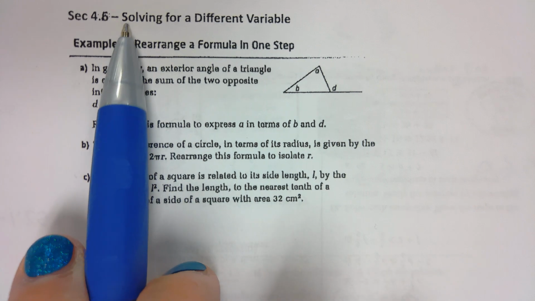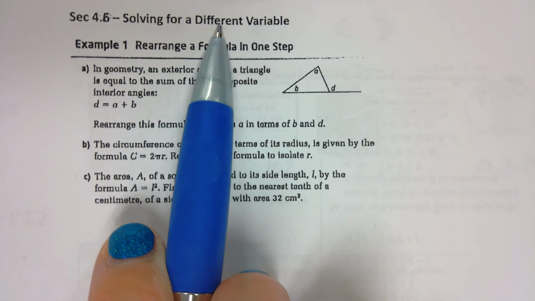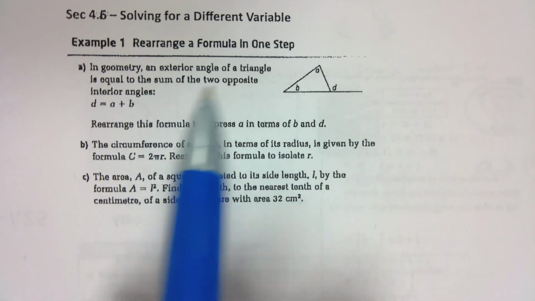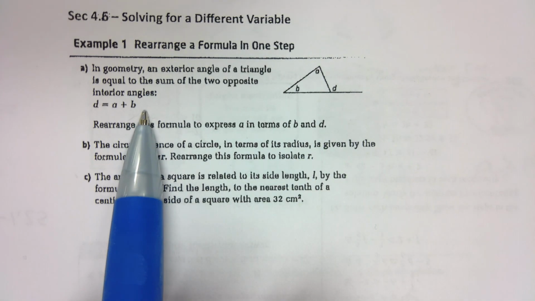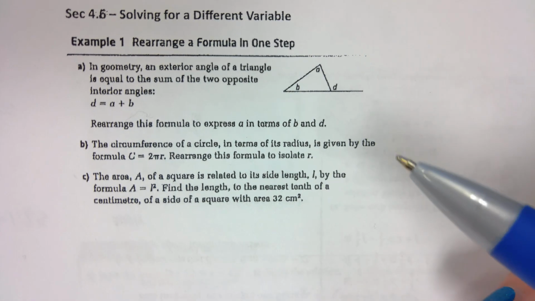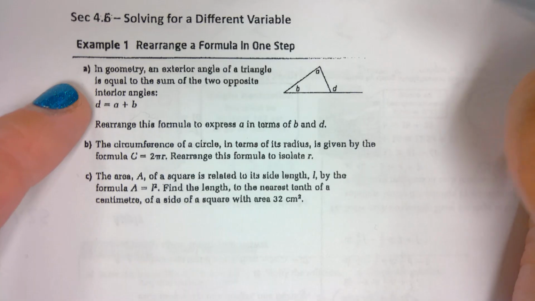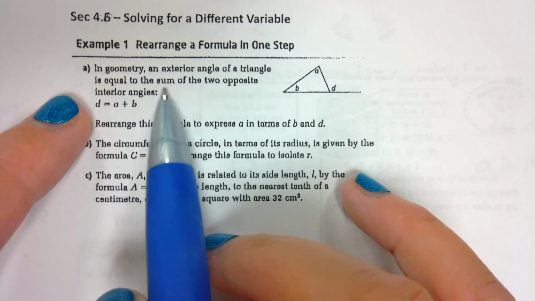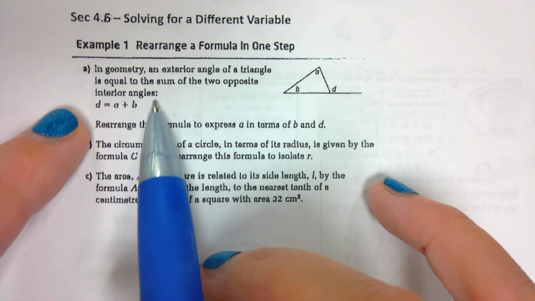Right? What's different in today's lesson is you're solving for a different variable. So looking at this diagram right here, you can see there's like 3 different variables. Okay, so it's not always just solve for x. And in this example, you'll see in geometry, an exterior angle of a triangle is equal to the sum of the 2 opposite interior angles.